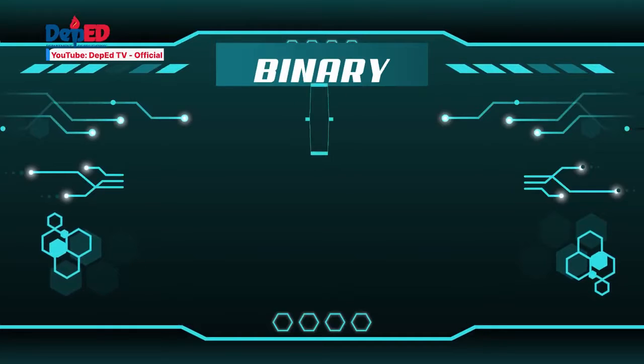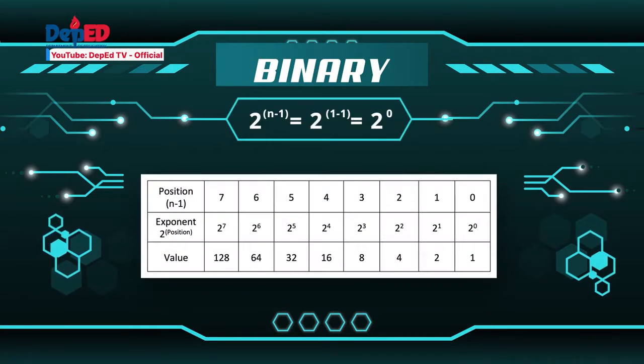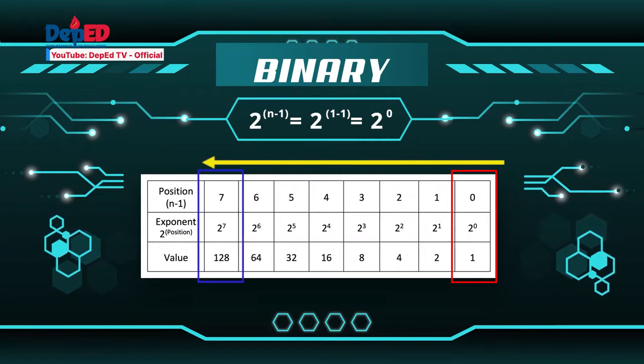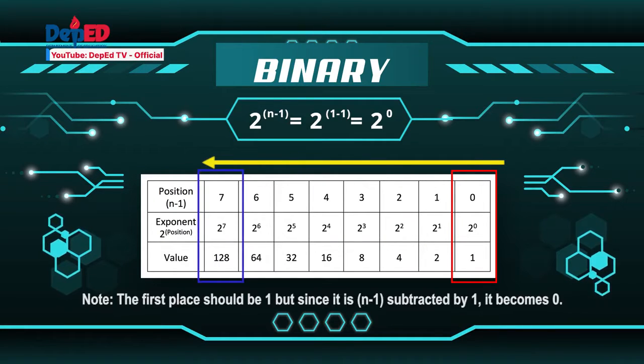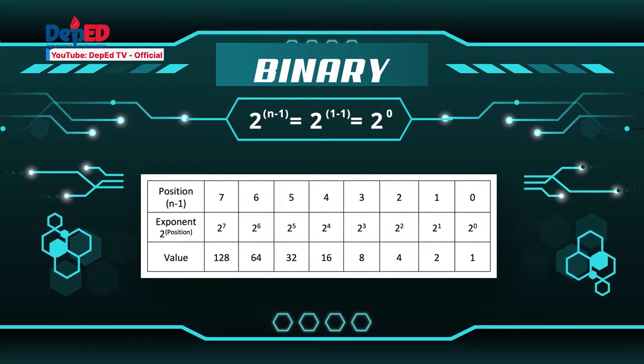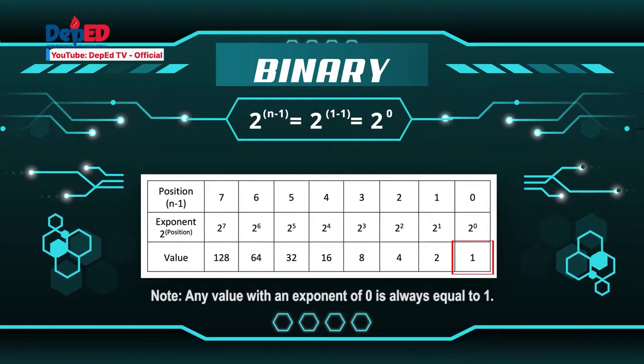Considering the given on my side, the first position is the rightmost cell and the leftmost position is the last cell. Note, the first place should be 1, but since it is n minus 1 subtracted by 1, it becomes 0. The first value is equivalent to 1 because 2 raised to 0 is equal to 1. Note, any value with an exponent of 0 is always equal to 1.